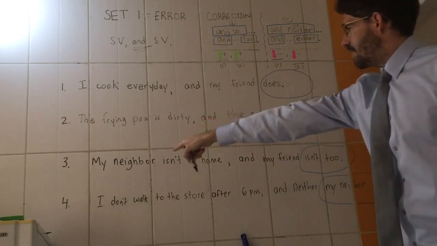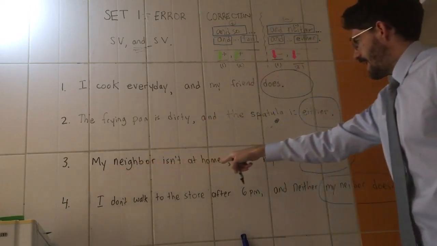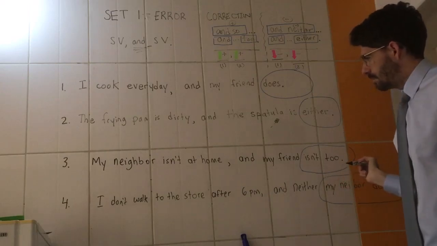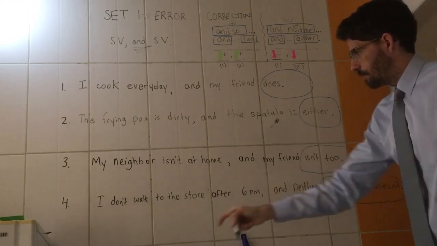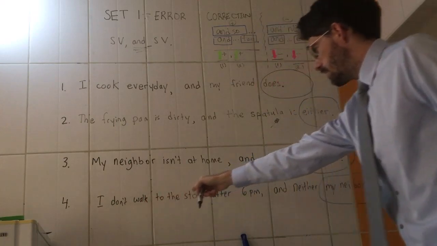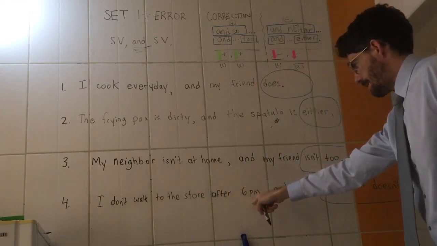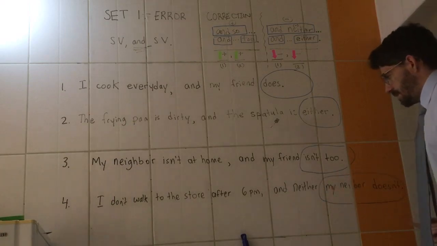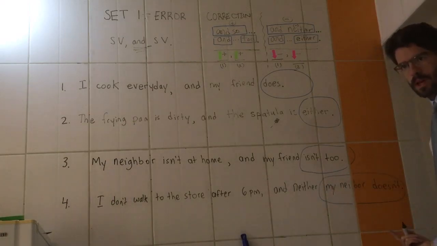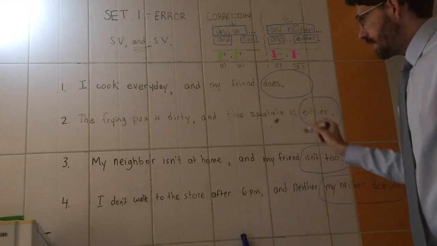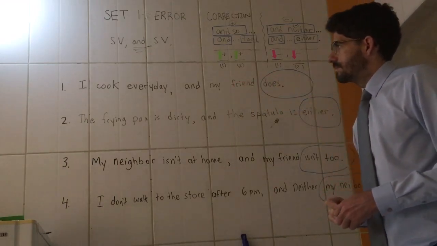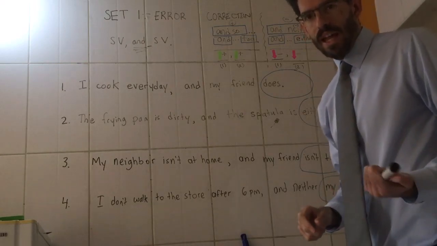All right. Number 3, my neighbor isn't at home and my friend isn't too. Number 4, I don't walk to the store after 6 p.m. and neither my neighbor doesn't. Okay, so copy those sentences and try to fix the sentences. All right, I'll share the answers.